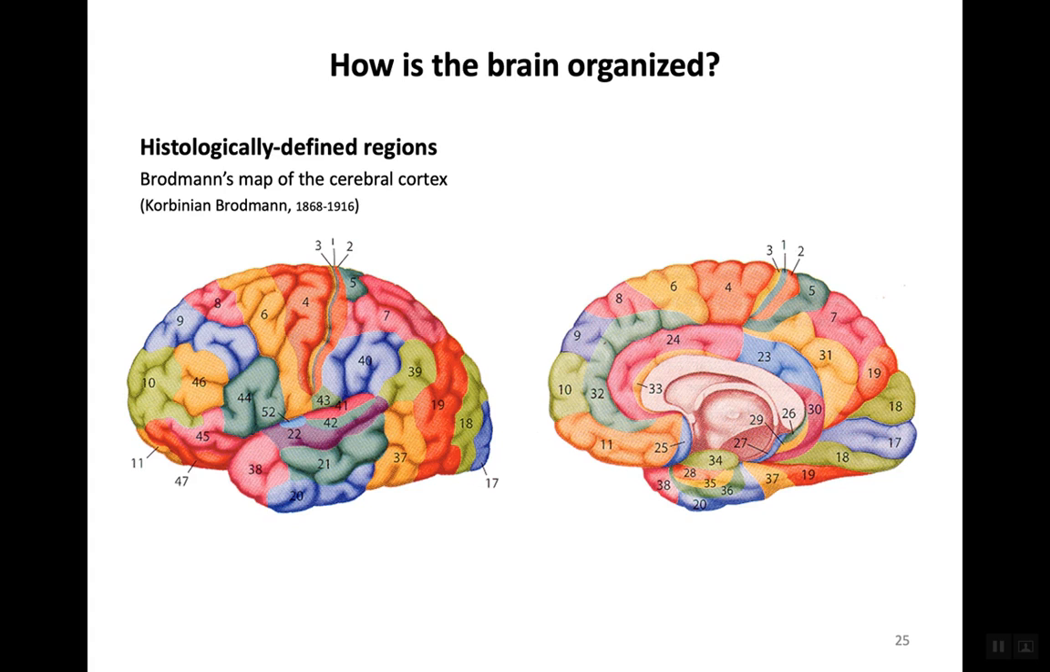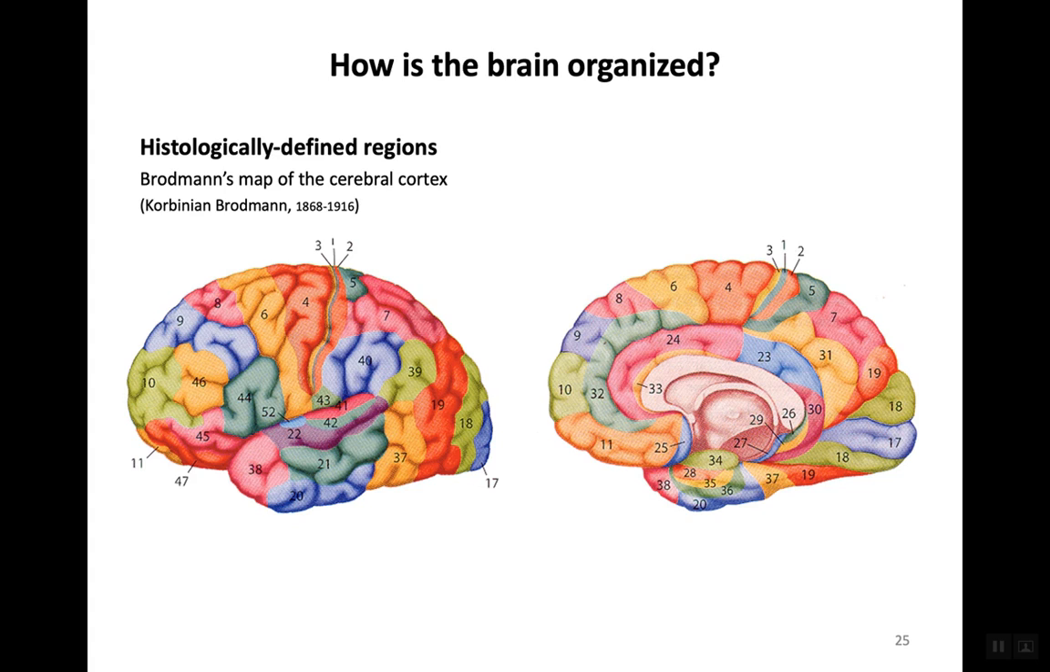And Brodmann's task was quite daunting. He tried to identify all the different types of cellular organization visible under a microscope for the entire cerebral cortex. And in doing so, he constructed a map of 52 different areas with unique histological properties. Now, the numbers here do not necessarily mean anything in themselves.